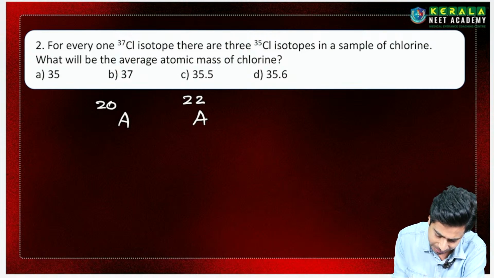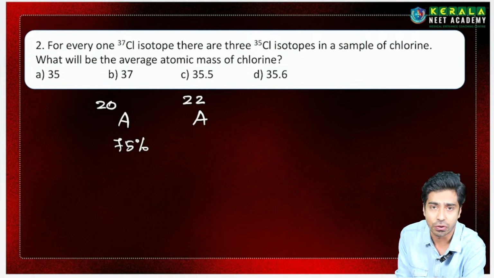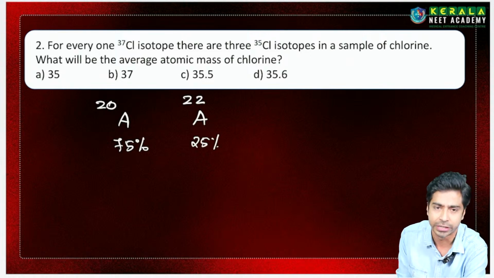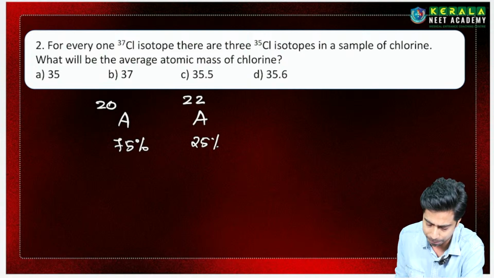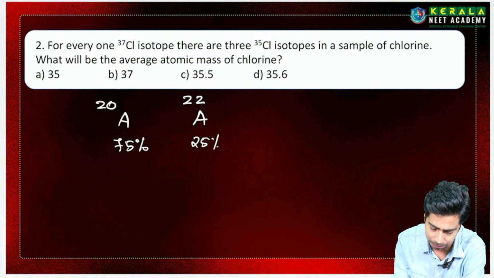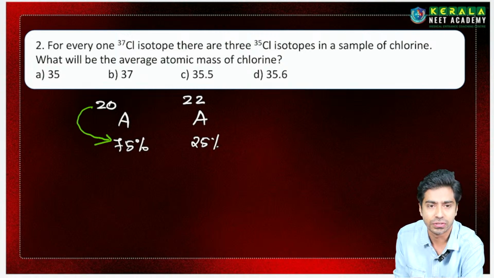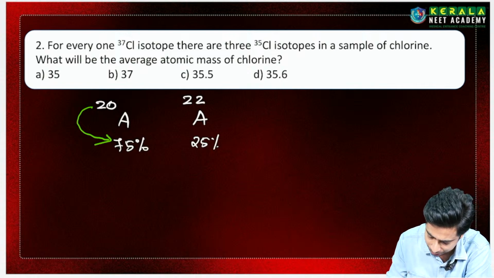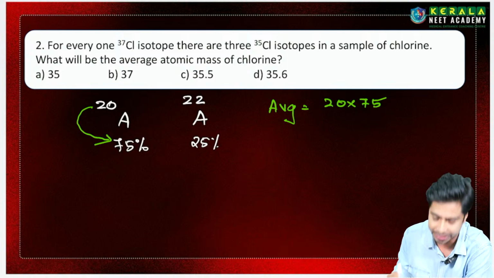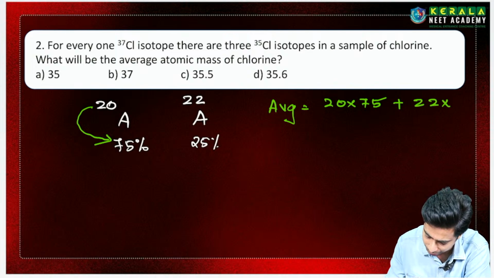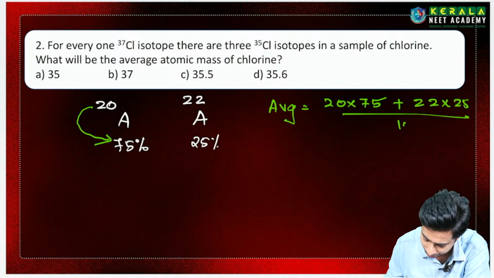Let the percentage abundance of the first be 75, and that of the second be 25, because the total percentage should be 100. Now the calculation: the average atomic mass is equal to 20 into its percentage 75, plus 22 into 25, divided by 100.